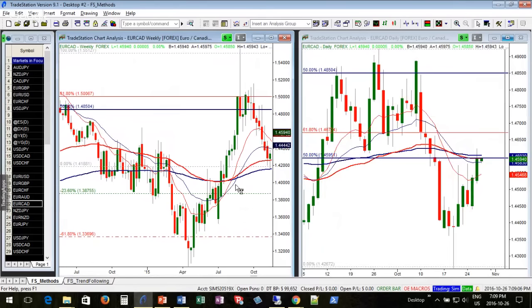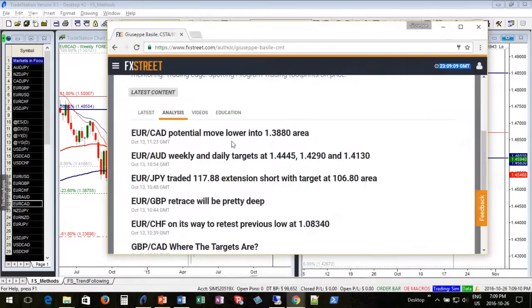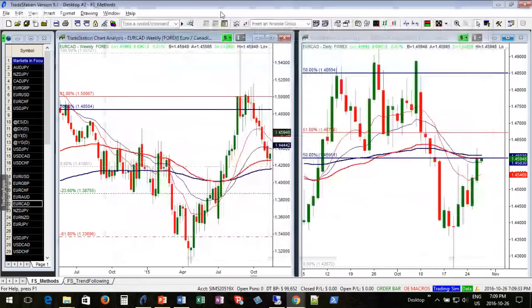All right, so next I want to touch on the Euro Australian dollar, which is one of the markets that actually has reached all the targets, 144.45, 142.90, and 141.30, just a few, and I think the current low is 141.26, so it's very, very close to that level.